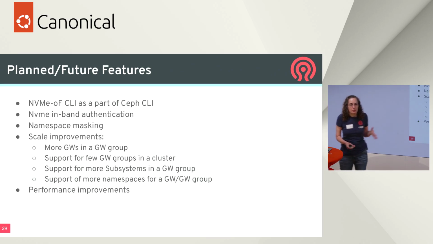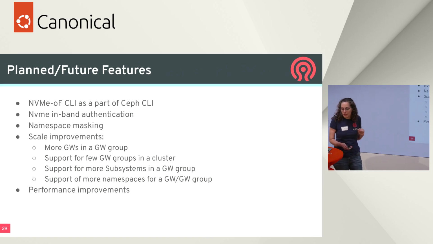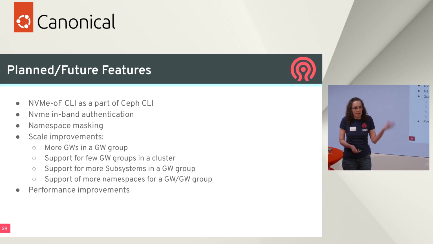And as I said, you can do access control per subsystem, but most users sometimes want more granular, per namespace access control, which we call namespace masking. That's also in the plan. And basically everything about scale. We have one gateway group, we want more, and more gateways in the cluster, more gateways in the node, more subsystems, more namespaces, everything about scale. And always we want to have better performance, more efficiency, less CPU usage.